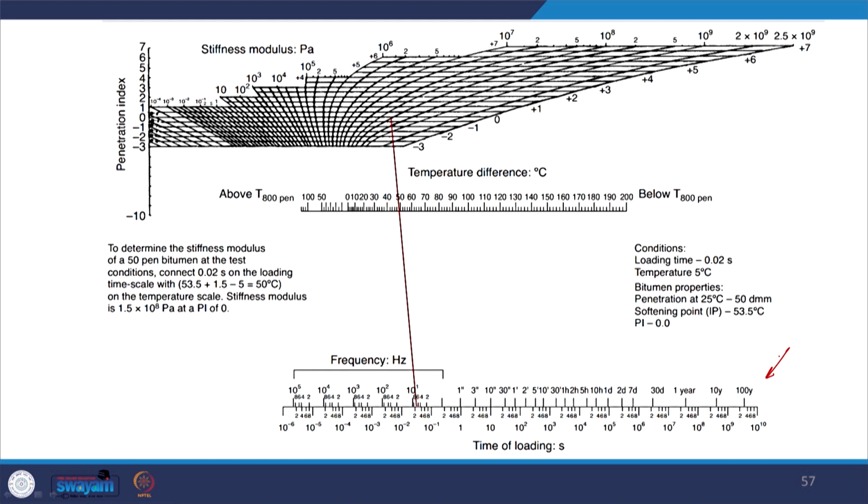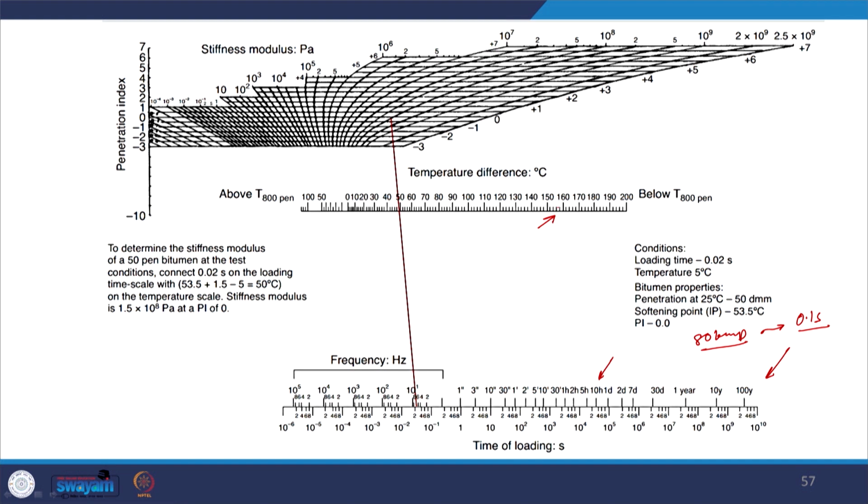For example, if we are interested to find out the response of the bitumen in a bituminous mixture placed in a pavement where the average speed of the vehicle is, let us say, 80 kmph, then if we try to derive further, this approximately represents 0.1 second loading time or 10 hertz of frequency. So the first axis which you see on the lower part can be used to select the time of loading or the frequency of loading at which we are interested to find out the stiffness of the bitumen.